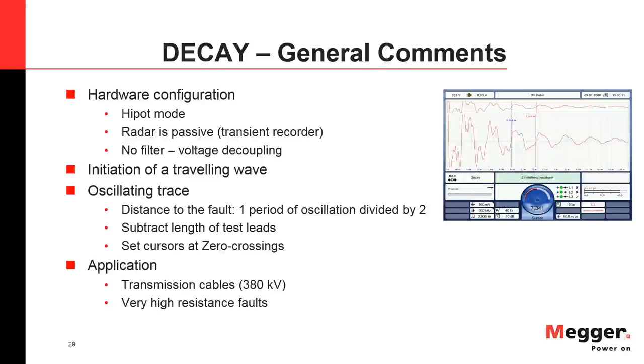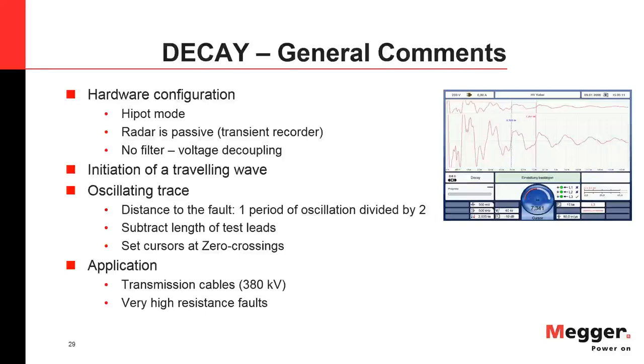Because you're decoupling the voltage now, the propagation of that component of the traveling wave is a little different, because when the voltage wave propagates away from the fault to the thumper, that is now a very high impedance situation. While in ICE, the cap discharge is still closed, it's a short. On DECAY, this is kind of an open, so the wave gets reflected back. So to get your distance to the fault, again, you're taking one period of the oscillation, but in this oscillation, twice the distance to the fault is contained. So you have to divide this measurement by two to get the distance to the fault.